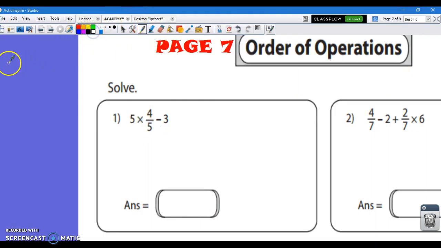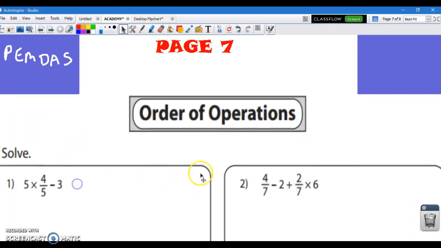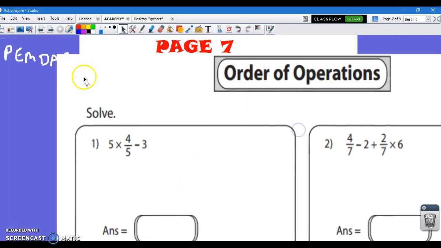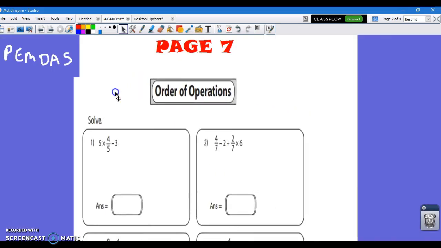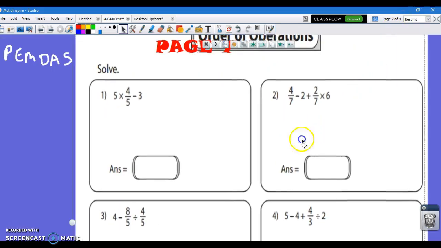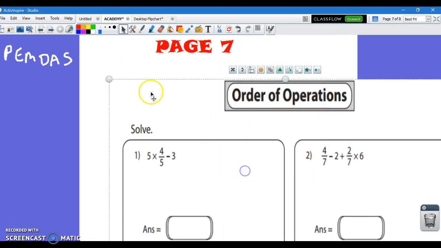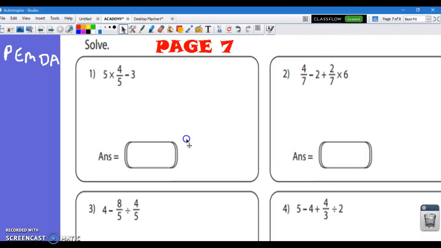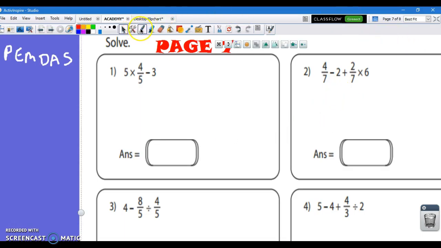Okay. Put PEMDAS over here. I bet you I can get that in there neater. Come all the way. P, E, M, D, A, S. Okay? Going for number 2. Okay, so number 2 is over here.